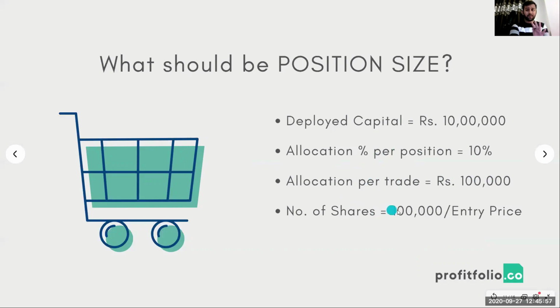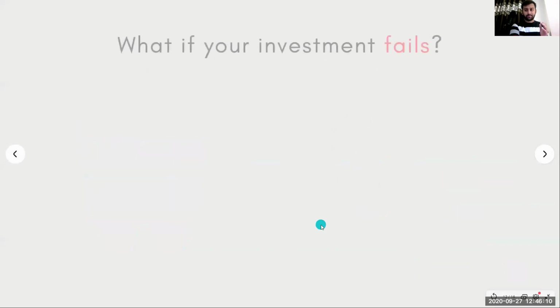So that is very simple. 1 lakh divided by the entry price. Whatever the entry price of the stock is, you divide by it, and whatever answer you get, that is the number of shares which you are going to buy. I hope this is very simple and very clear to everyone, right?